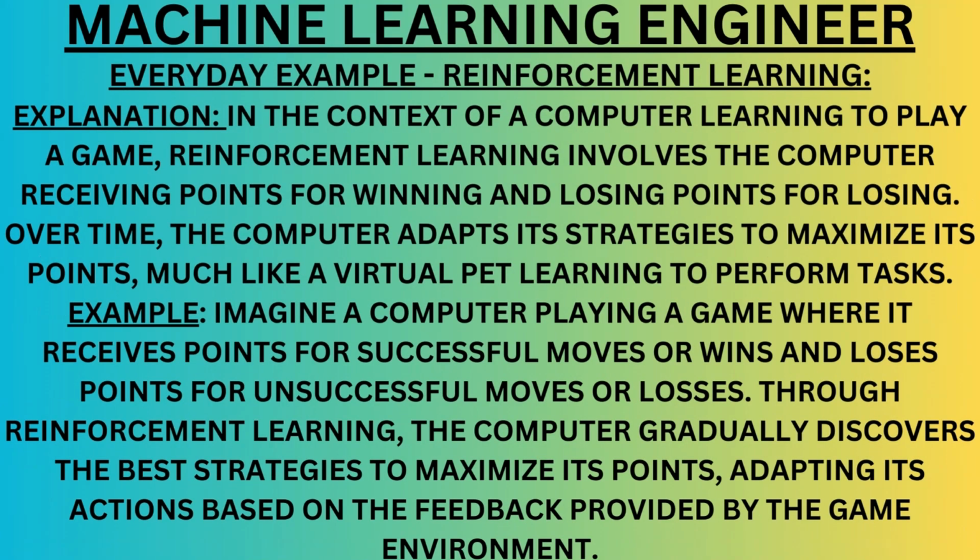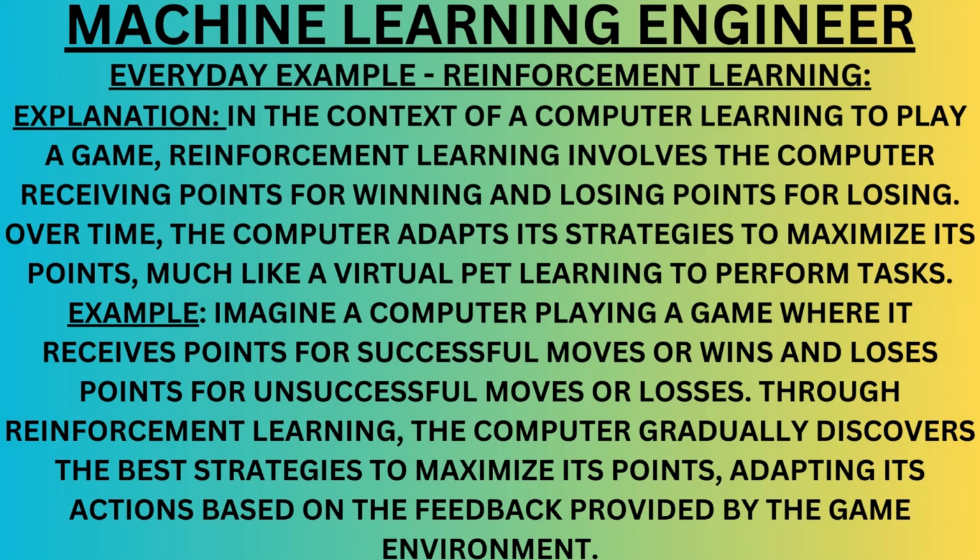Everyday example: reinforcement learning explanation. In the context of a computer learning to play a game, reinforcement learning involves the computer receiving points for winning and losing points for losing over time. The computer adapts its strategies to maximize its points, much like a virtual pet learning to perform tasks.